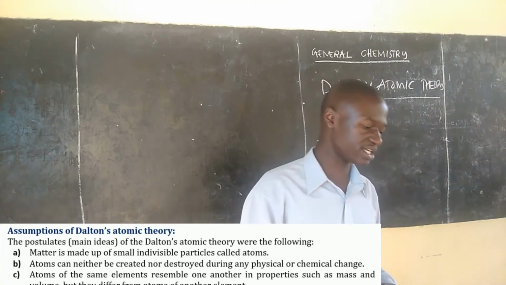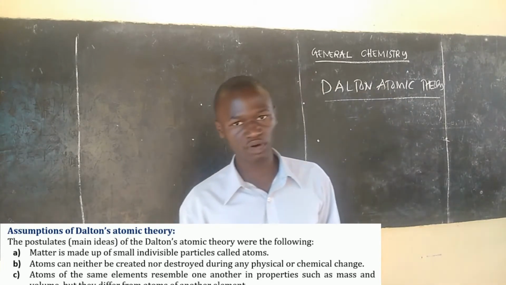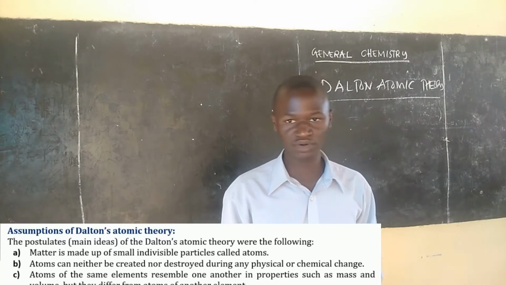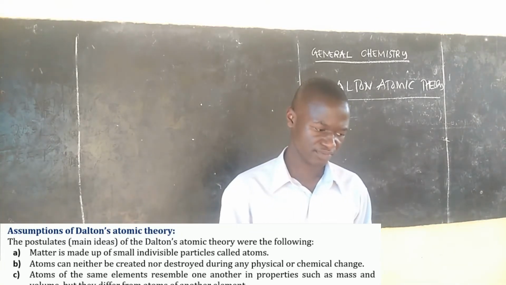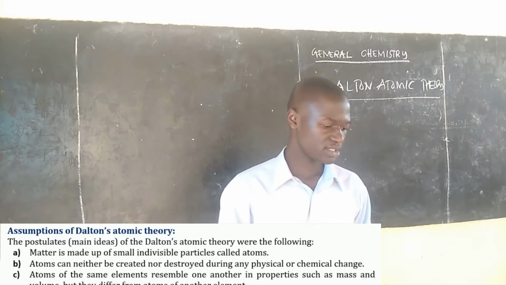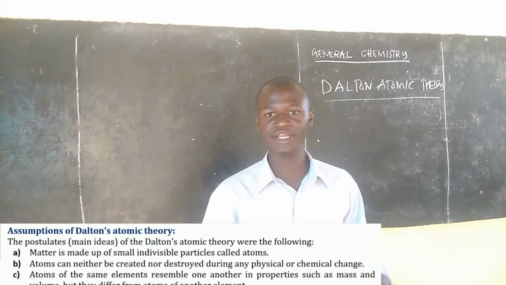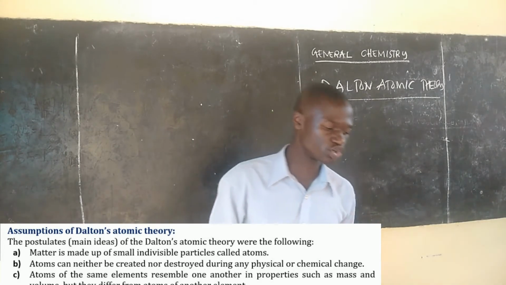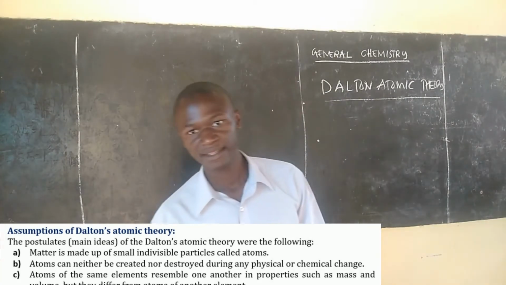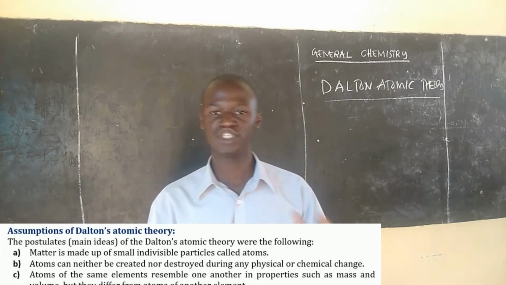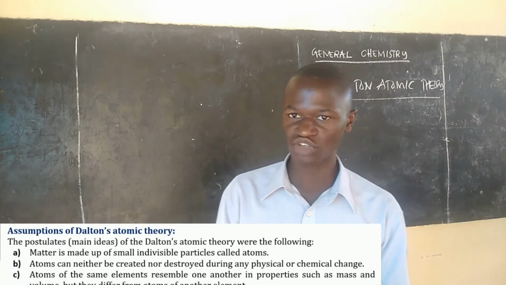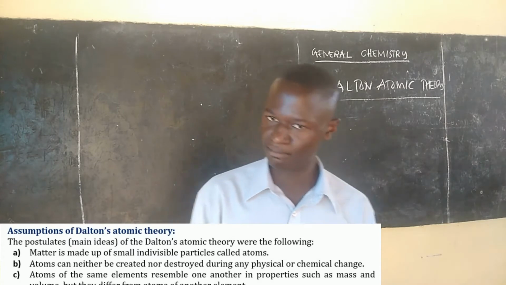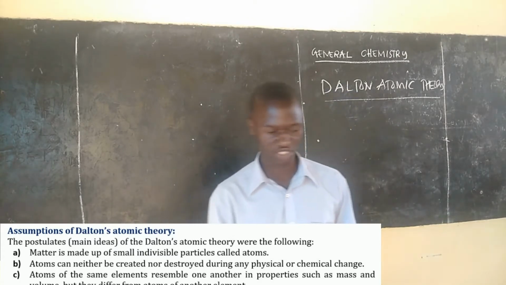The first idea is that matter is made up of small indivisible particles called the atoms. Hiyo ni ya kwanza, matter imekuwa made up of the small indivisible particles. Now one thing we need to note here is that Dalton is saying an atom is indivisible. We can't divide an atom into smaller particles. That is the major thing we need to understand in the first postulate.